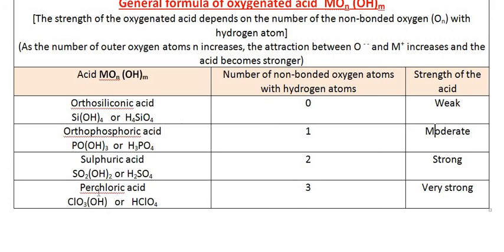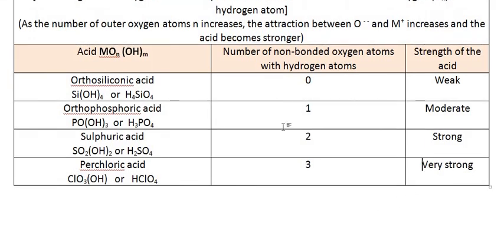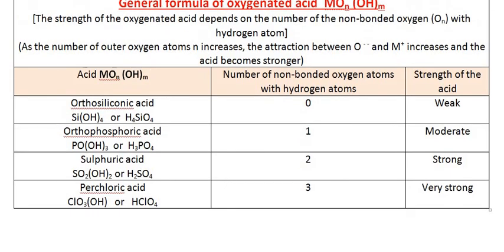Here, perchloric acid, HClO4: one hydrogen is linked with one oxygen here, but three oxygen atoms are not linked to hydrogen. So this is the strongest acid, and now we arrive at the end of our lesson. Thank you.